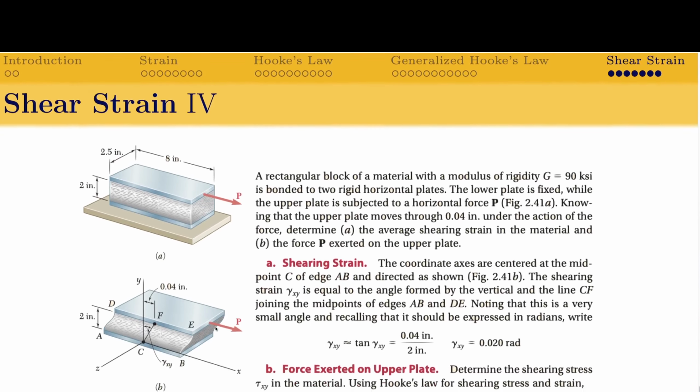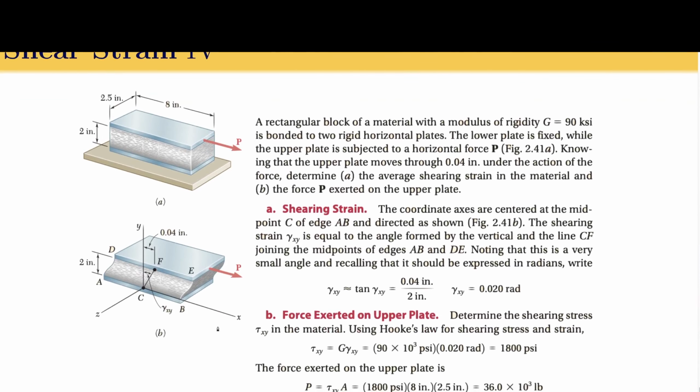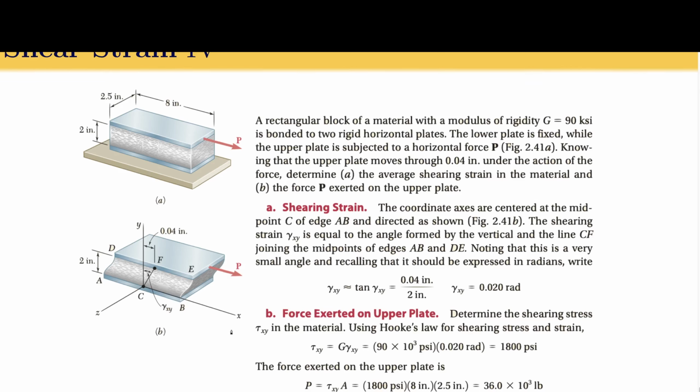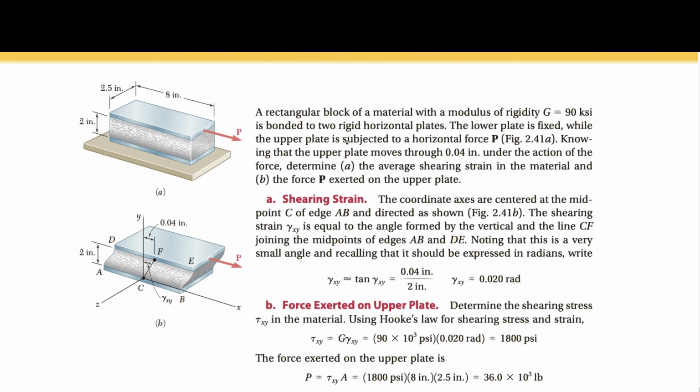Let us solve one problem which will complete this example. You have over here a rectangular block of material whose modulus of rigidity, that is G, the shear modulus, is given to you as 90 ksi, and it is bonded between two rigid plates shown here and here. The lower plate is fixed while the upper plate is subjected to a force P, and knowing that the upper plate moves through 0.04 inches under the action of the force, you have to determine the average shear strain in the material and the force P exerted on the upper plate.